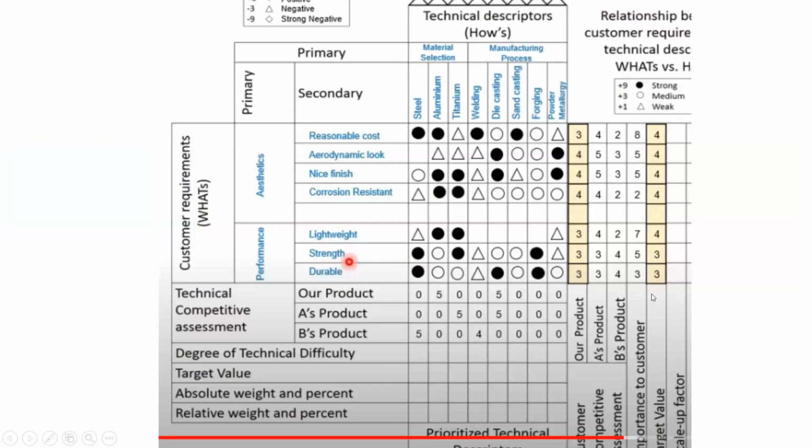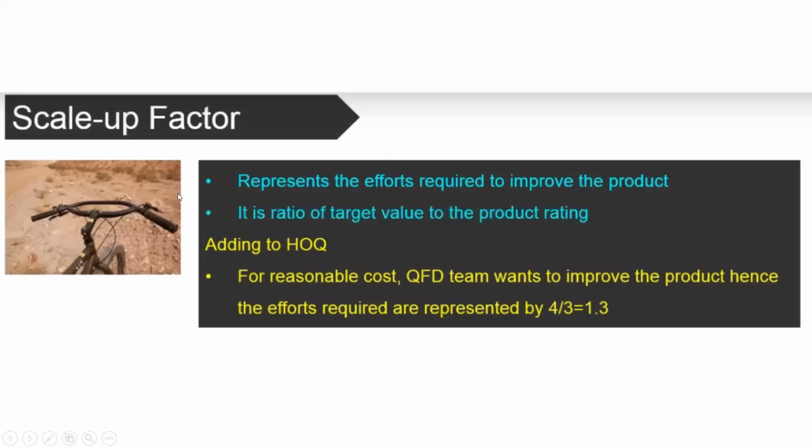So target value, 3 is the basic. This one I put 4 as my target to improve. Okay, target value. Here, scale up factor represents the effort required to improve the products. It's the ratio of target value to the product rating. Let's say for example, reasonable cost, we want to improve the products.